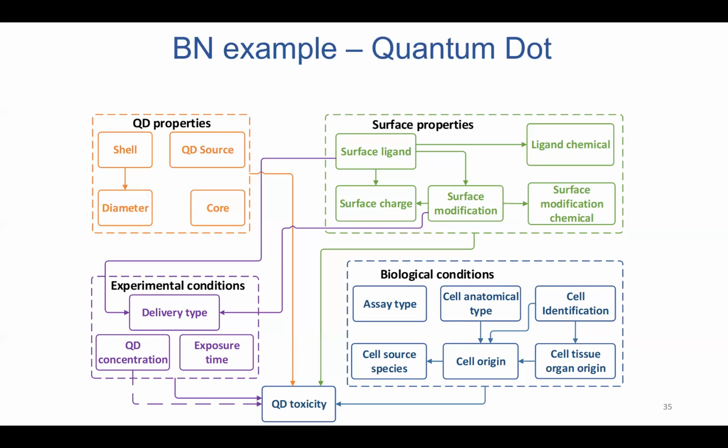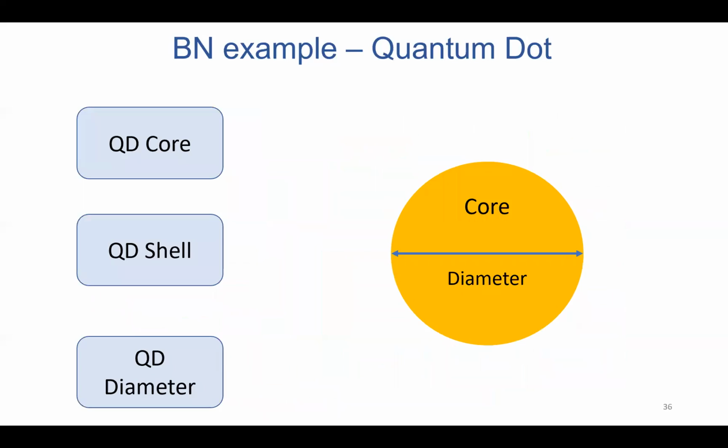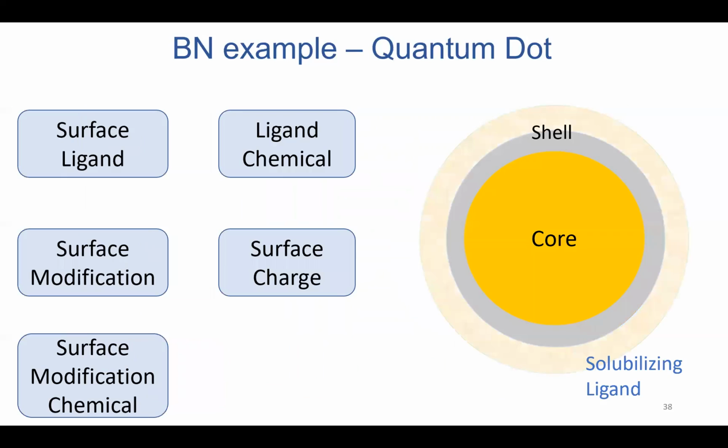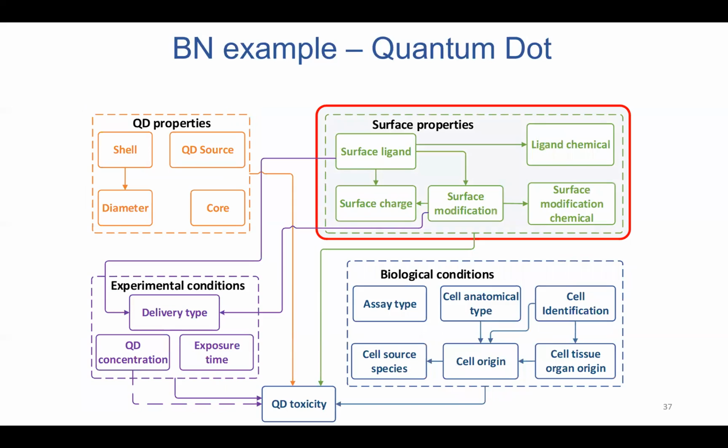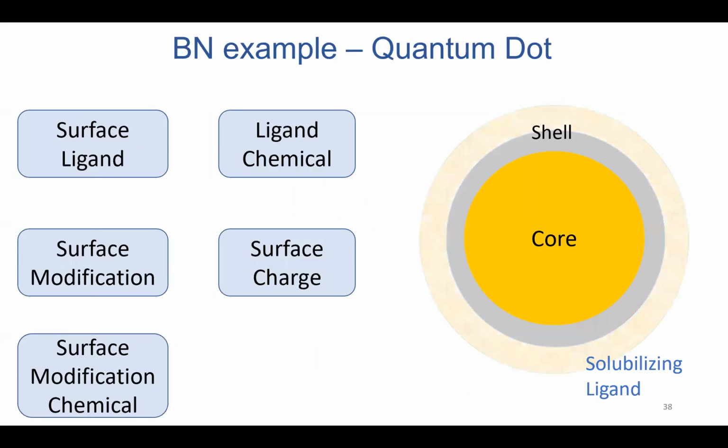So I came up with a Bayesian network structure that actually looked like this, and I saw that the diameter basically is affected by the shell. The more coatings you put on the quantum dot, its diameter is going to be affected. So I actually came up with the links of different variables within the Bayesian network. And this is the Bayesian network structure that I came up with.